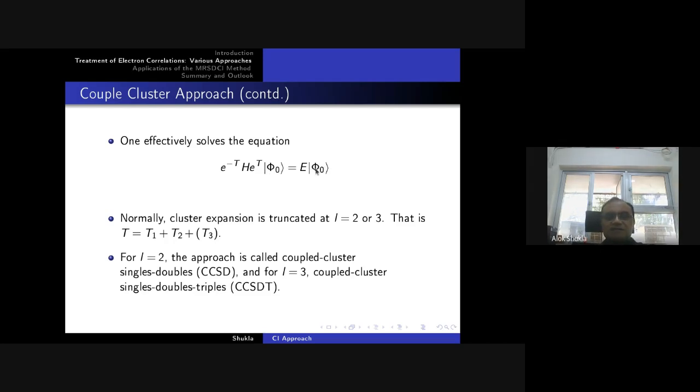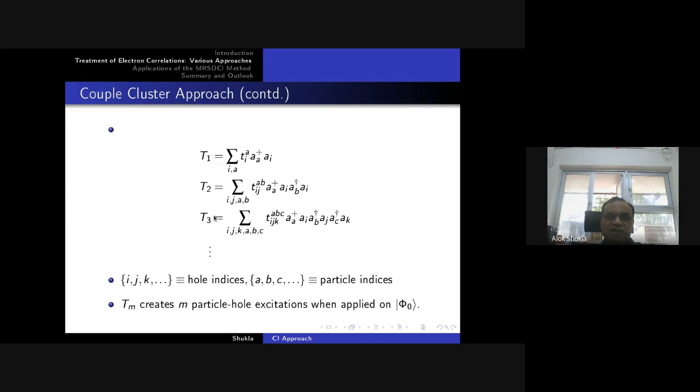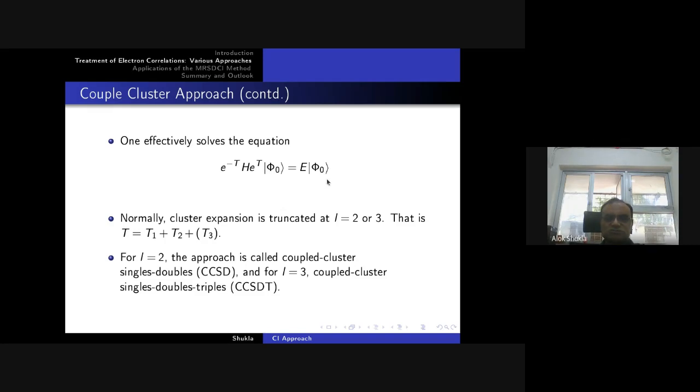The noteworthy point is that in real life, of course, we cannot have all the n excitations. Suppose we have 100 electrons in the system, we cannot include the T100 term. So normally we restrict this to 1 and 2, and in some cases up to 3, but we rarely go beyond that. I'll talk about what those approximations are called. Most of the time the scenario is like this: T equals T1 plus T2, and I have put T3 in parentheses because in 99% of the cases T3 is included perturbatively, not in the same way as T1 and T2 are determined.